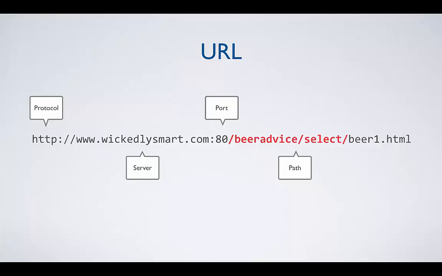And the final part of the URL is the name of the content being requested. Remember, this doesn't have to be an HTML page. It can be an image, a PDF file, a media file, or anything else the server feels like serving. If you leave this out, most servers will look for an HTML file named index.html.